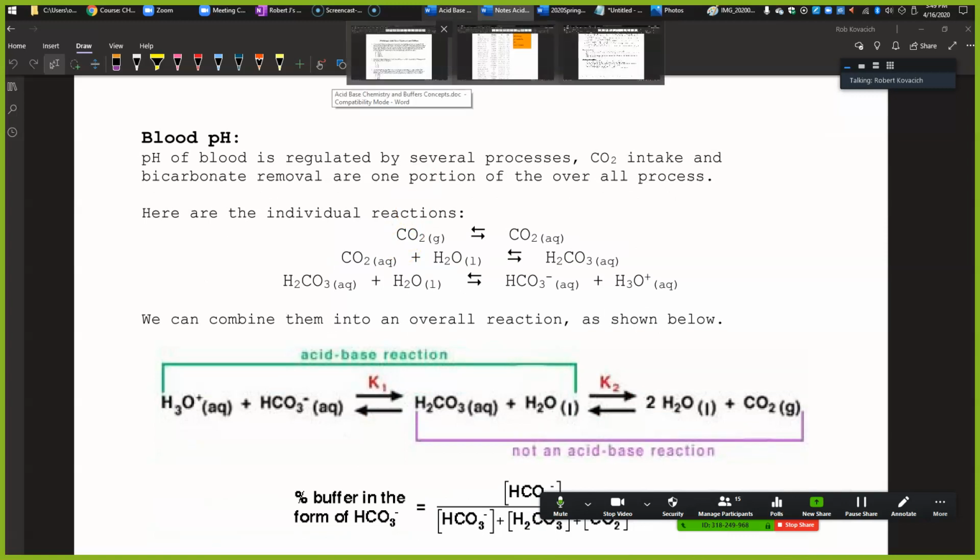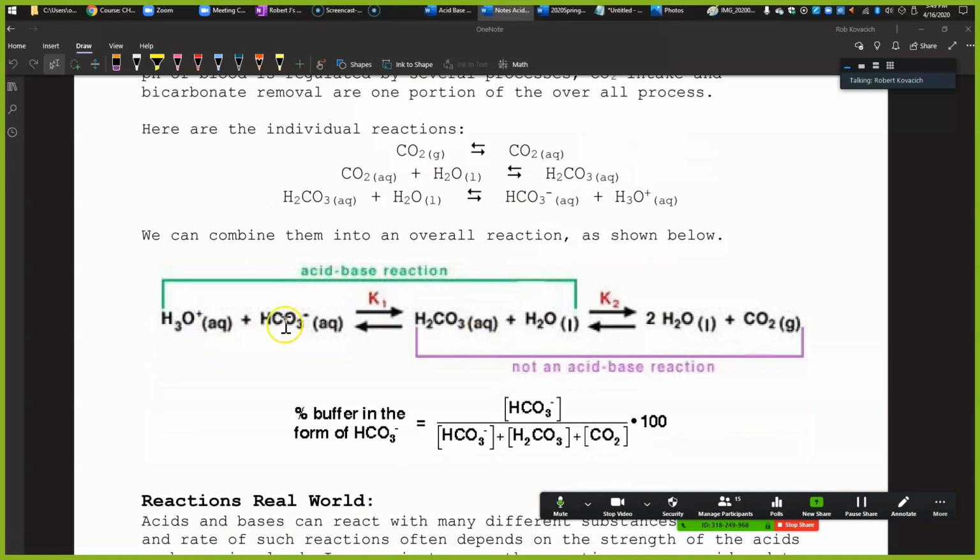All right, so blood pH is super important, obviously, because you don't want to die, and that's usually what kills people. The individual reactions associated with the buffering system for blood pH are: carbon dioxide gas turns into carbon dioxide aqueous, carbon dioxide aqueous reacts with liquid water to make carbonic acid, and then carbonic acid plus water produces hydrogen carbonate and hydronium ion. So that leaves us with this overall reaction. We're not going to do any calculations with this. It's just for your edification.